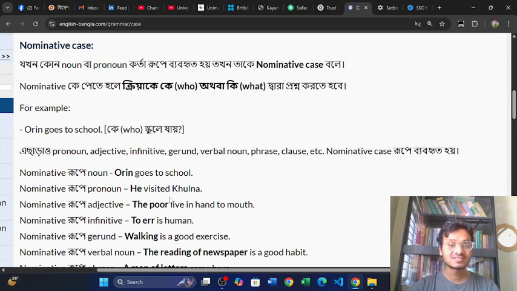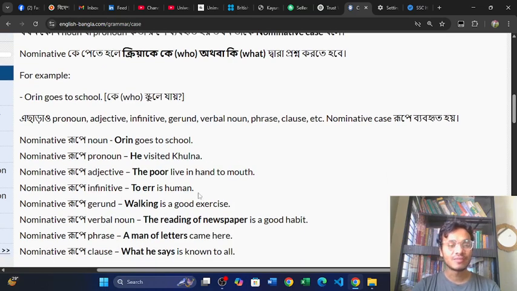For example, he visited Khulna. Who visited Khulna? When I asked the question to the verb, who visited Khulna, the answer is he. So he is the nominative case. Another one: who lives in hand to mouth? I asked the question to the verb live. So here the nominative case answer is found with who.